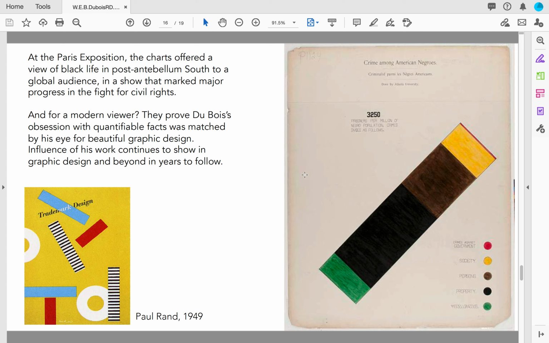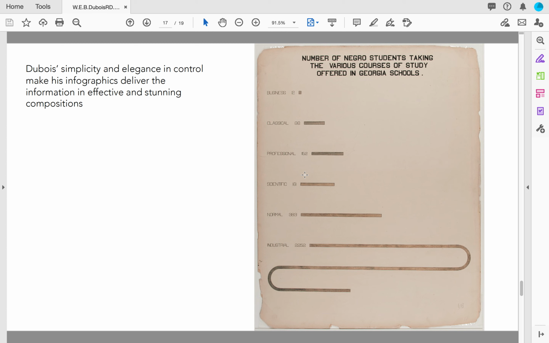And for a modern viewer, they really prove that Du Bois' obsession with quantifiable facts was matched by his eye for beautiful graphic design, the influence of which continues to show in graphic design and beyond in years to follow. So again, here on the right, we have Du Bois' work, and on the left, we have a piece by Paul Rand, a very well-known American designer from the modernist movement. Du Bois' simplicity and elegance and control make his infographics deliver the information in effective and very stunning compositions.